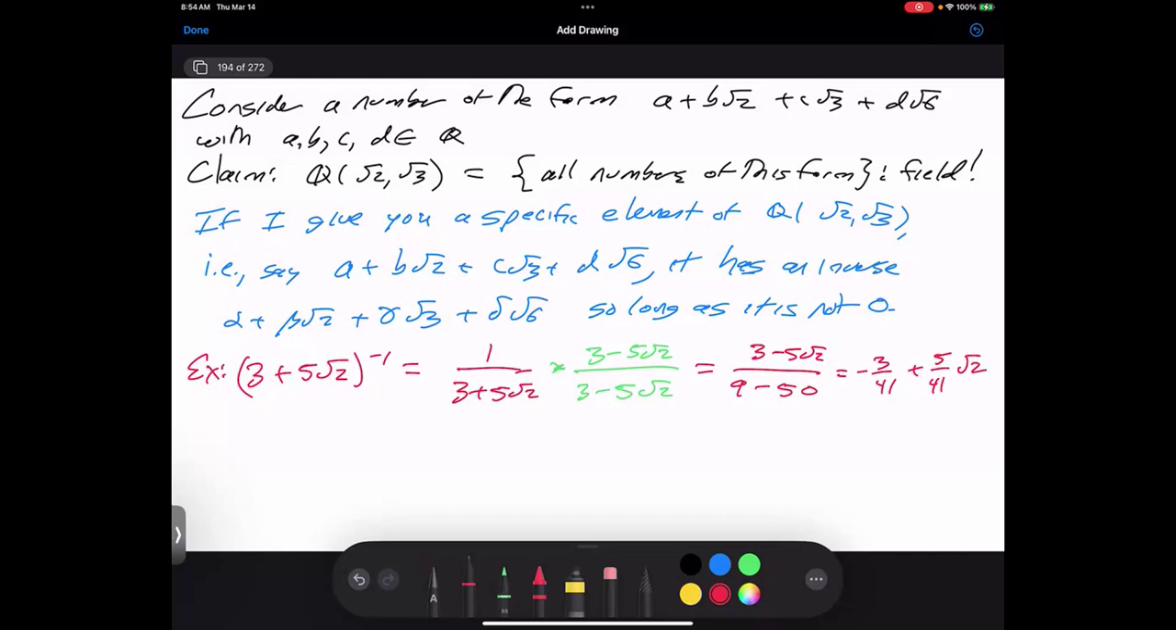What if I give you 1 minus the square root of 2 plus the square root of 3 plus 8 square root of 6? And I want to find the inverse of that. Do you have any idea what you should multiply by? We're going to have so many cross terms, right? So I want to talk about how would we actually find an inverse to this?